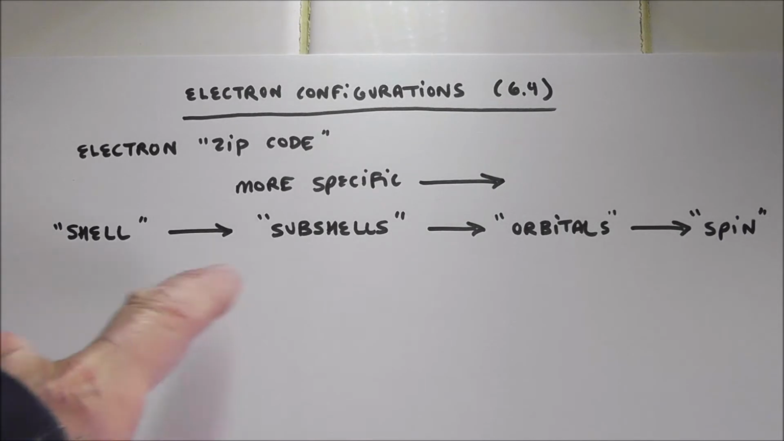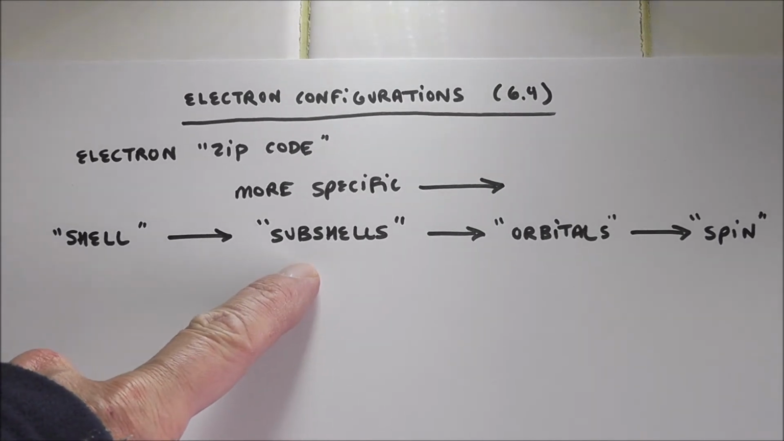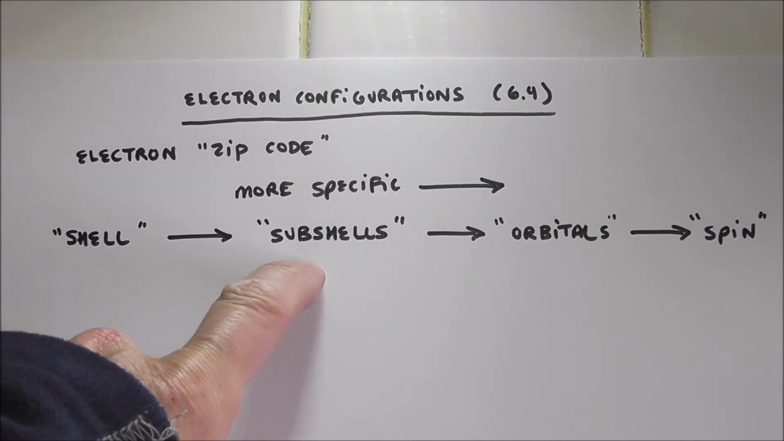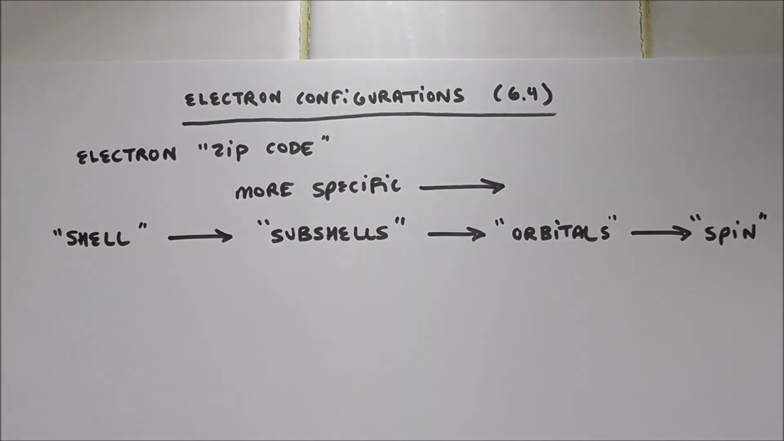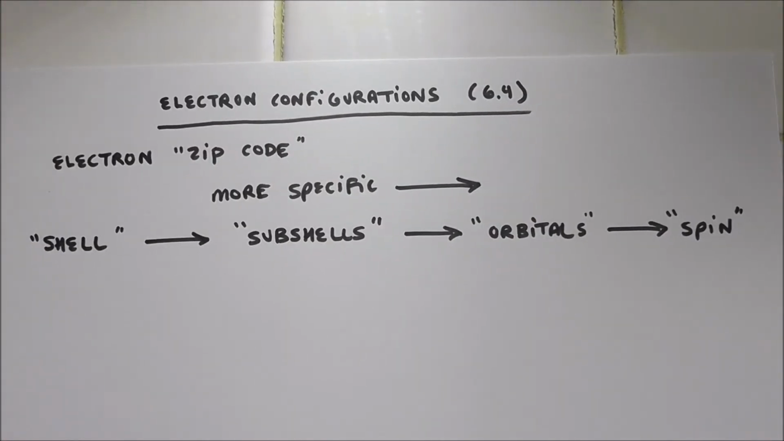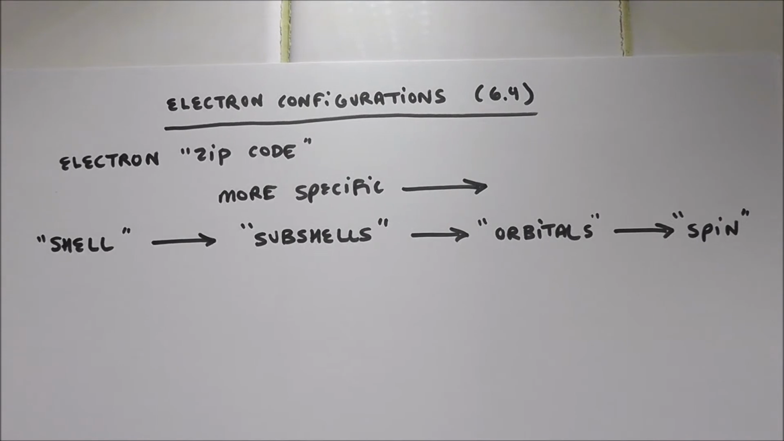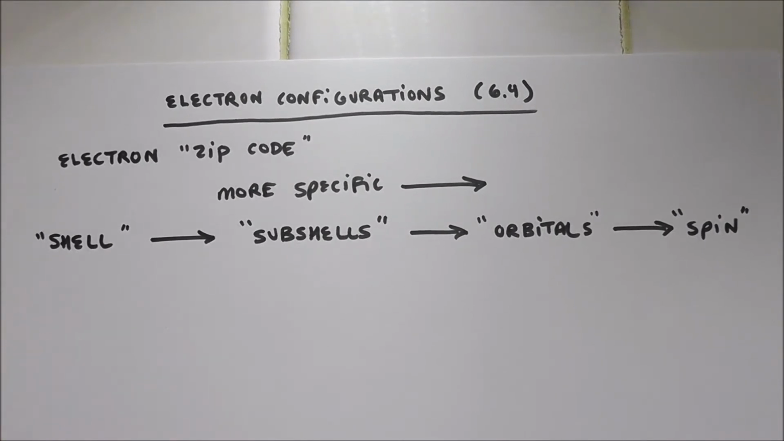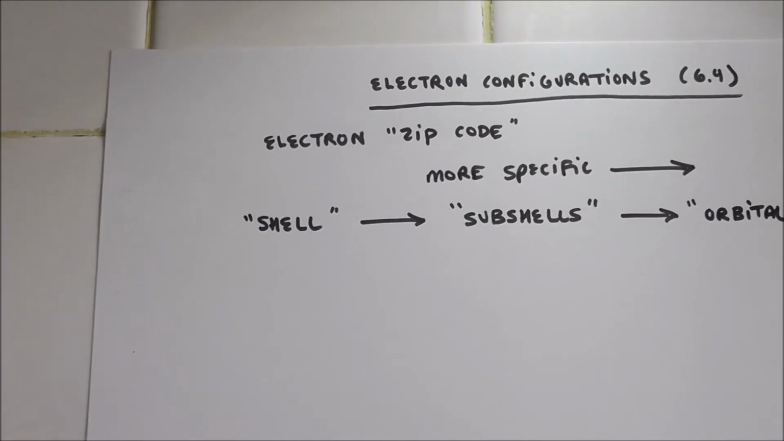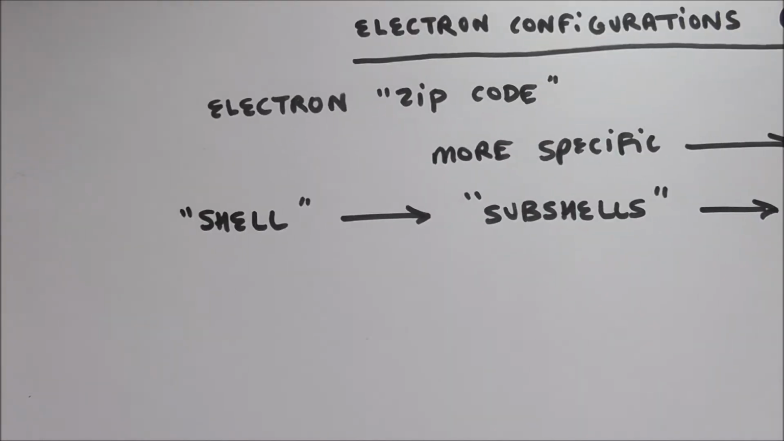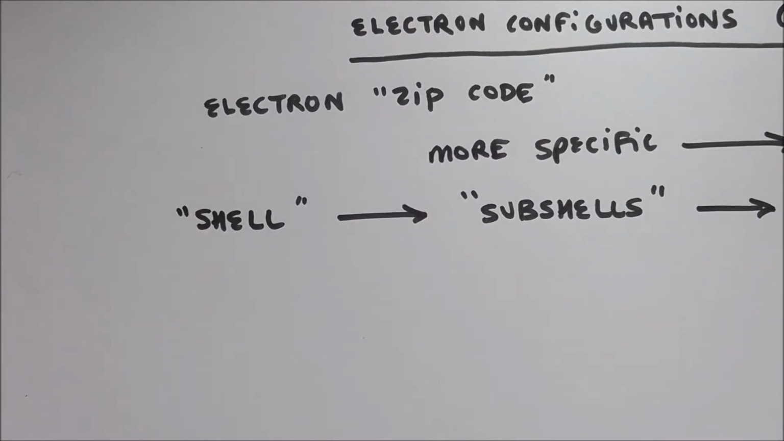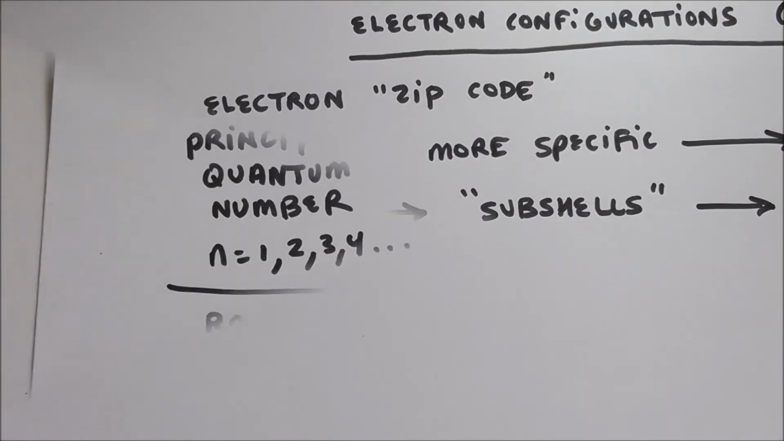So shells are actually broken into subshells. Subshells house orbitals, different numbers of orbitals, and those hold the electrons, which can have what we can think of as spin, which determines magnetism. So let's talk about shells first, and we already know about those because you already talked about quantum levels, but I'll talk about what that means in regards to how we're going to proceed.